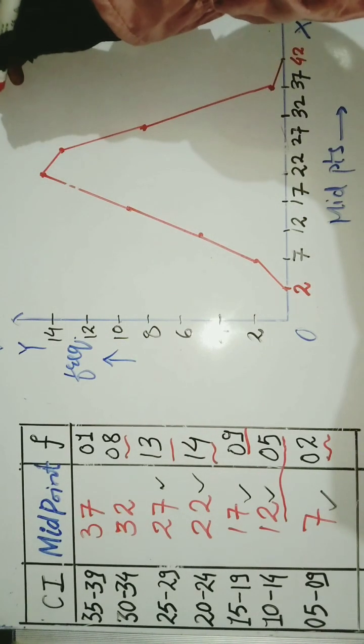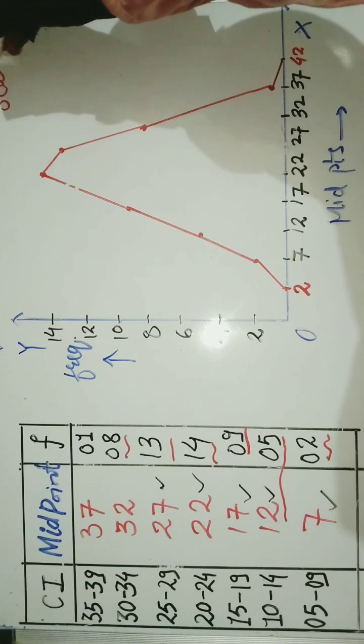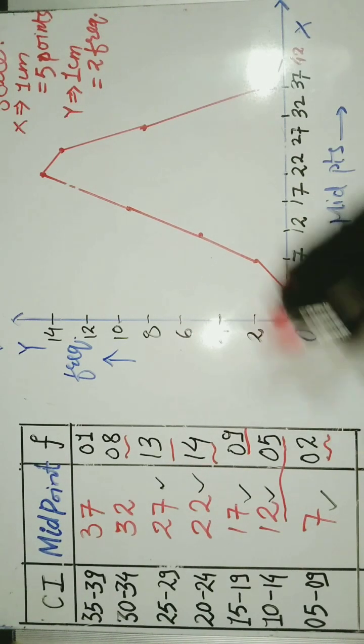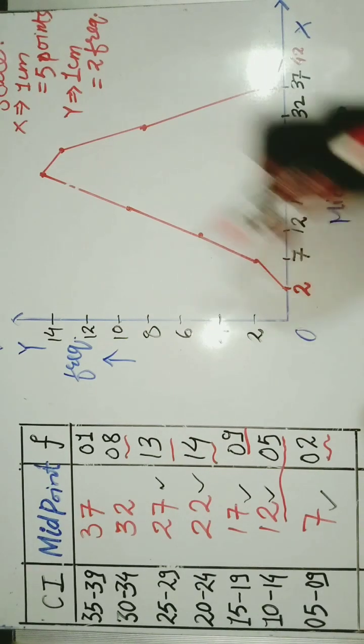And you can also mention the scale here. You can take another scale as well. This is how we can draw a frequency polygon.